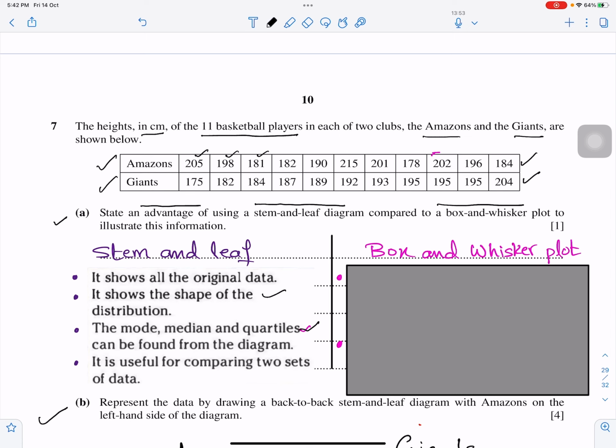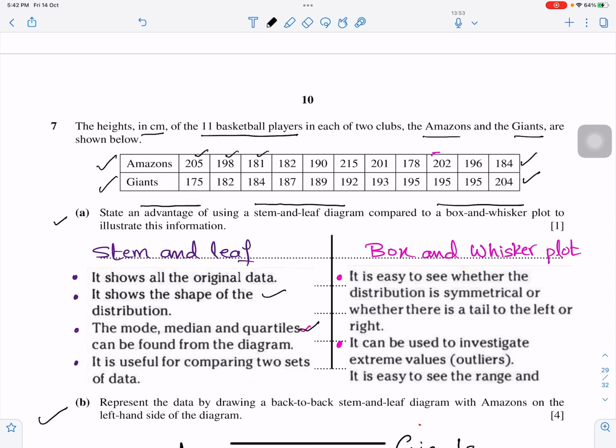Now let's see box and whisker. In box and whisker, it is easy to see whether the distribution is symmetrical or whether there is a tail. A very important thing is, box and whisker immediately gives you 5 important aspects of the data. I have not written it here, but that point is also very important. Immediately you get the median, upper quartile, lower quartile, extreme values, and also you can mention outliers very easily.